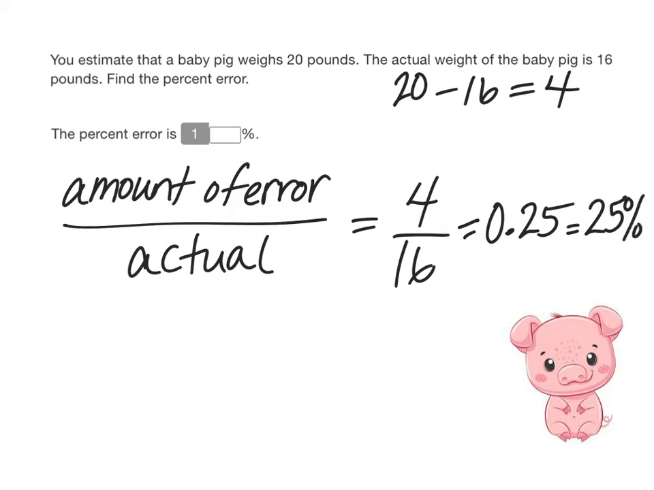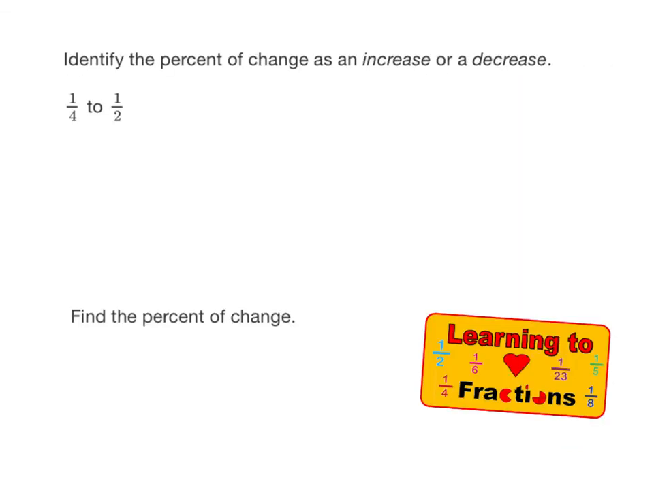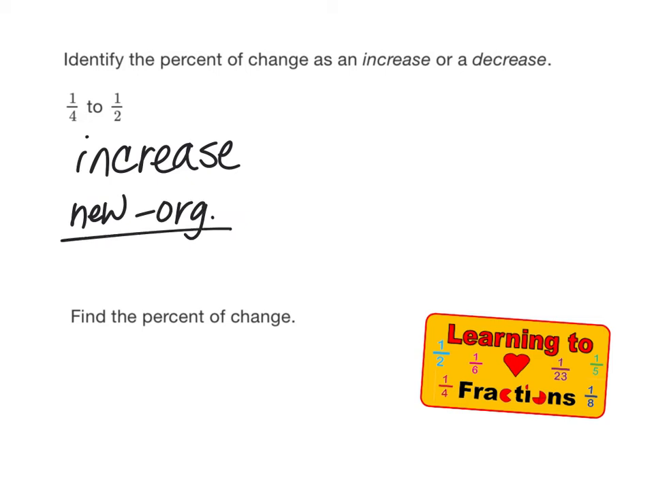Did I skip a problem? Oh. Identify the percent of change as an increase or decrease. Yay, fractions. So from 1/4 to 1/2, that's an increase. Just because it's fractions, don't get worried. We're going to take that new amount, subtract the original, and divide by the original.